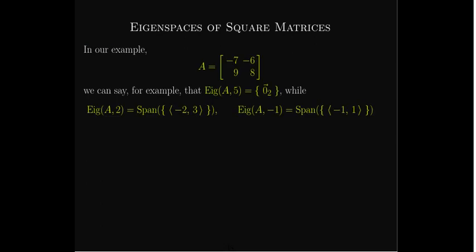So back to our example, our 2x2 example. Remember that the eigenvalues were positive 2 and negative 1. So the eigenspace corresponding to lambda equals 5 is just the zero vector. But the eigenspace corresponding to lambda equals 2 was the span of the vector that we found, because remember, any multiple of that vector is also an eigenvector. While the eigenspace of A with lambda equals negative 1 was the span of (-1, 1).